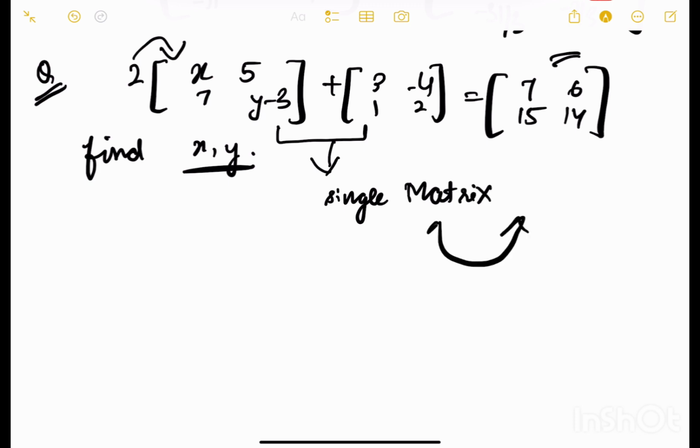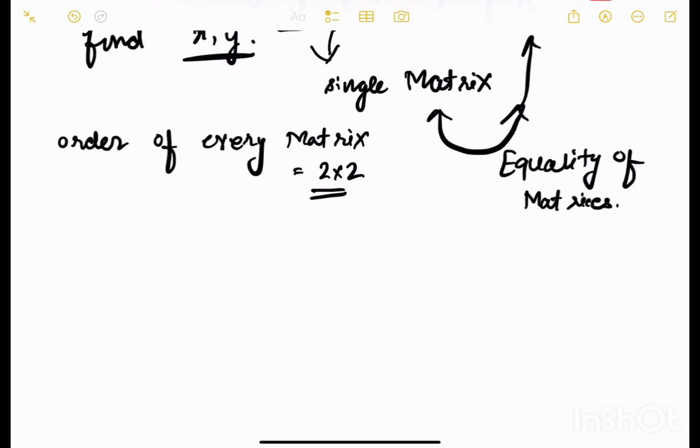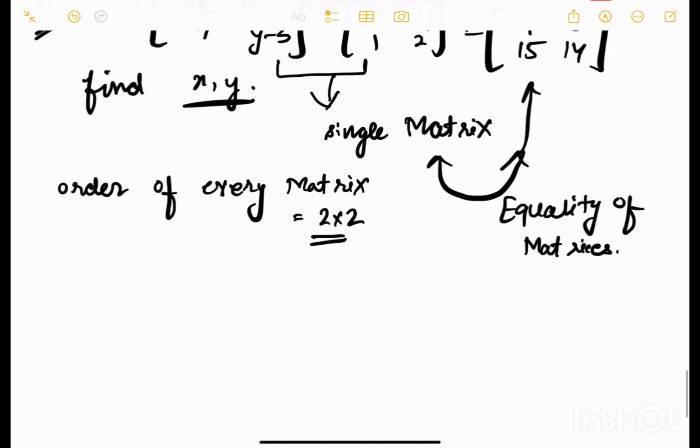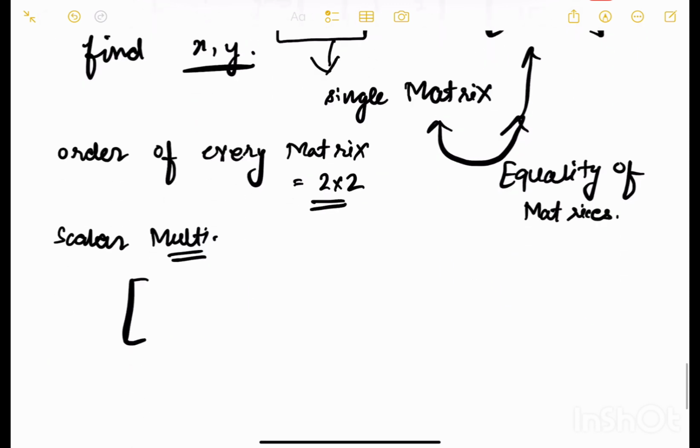Now this will be equated with this matrix, then we will be using the equality of matrices, the property where we equate the two matrices. Now again, since the order of every matrix is 2 cross 2, we can carry out the operations easily. So let us just solve each bit one by one. The first one is the scalar multiplication. I am not writing it completely. So we will just multiply by the 2 and take it inside the matrix.